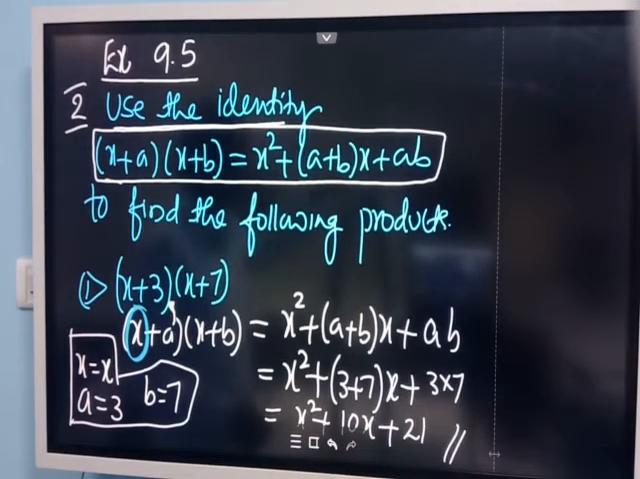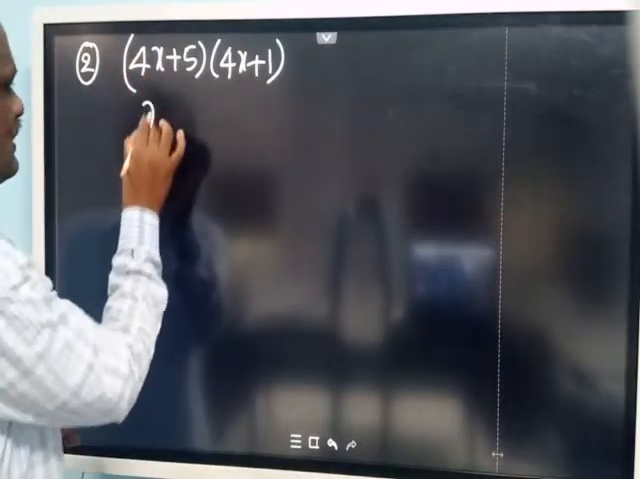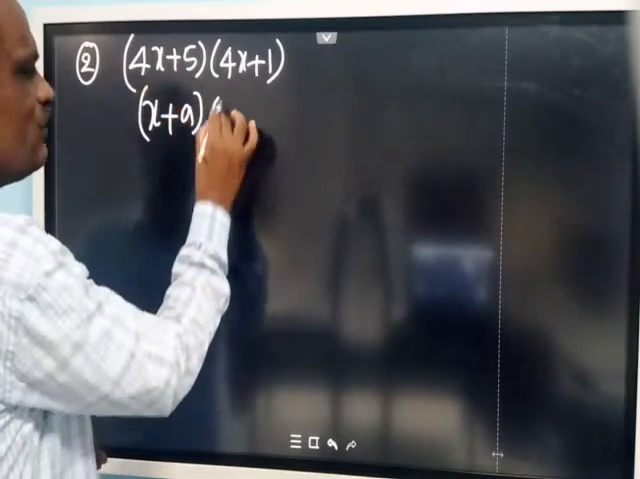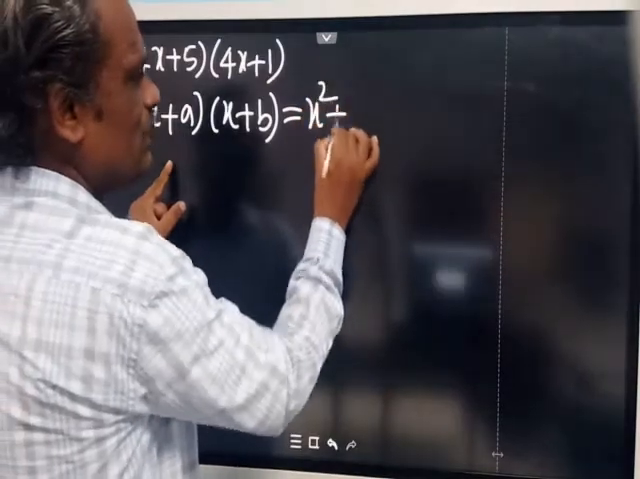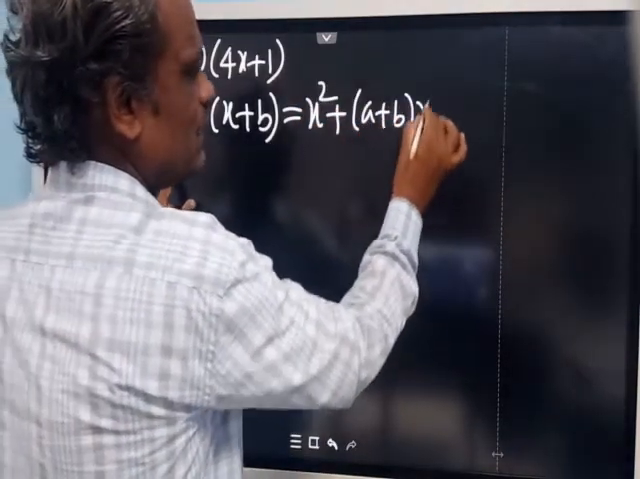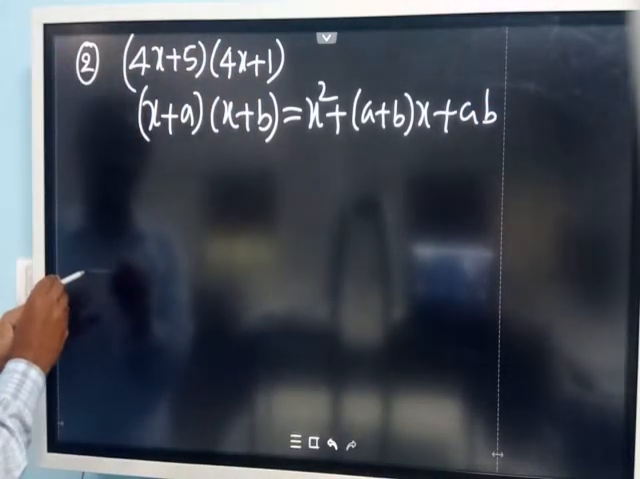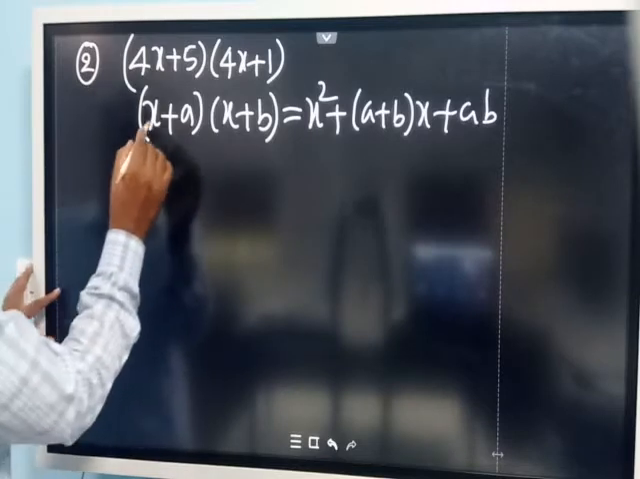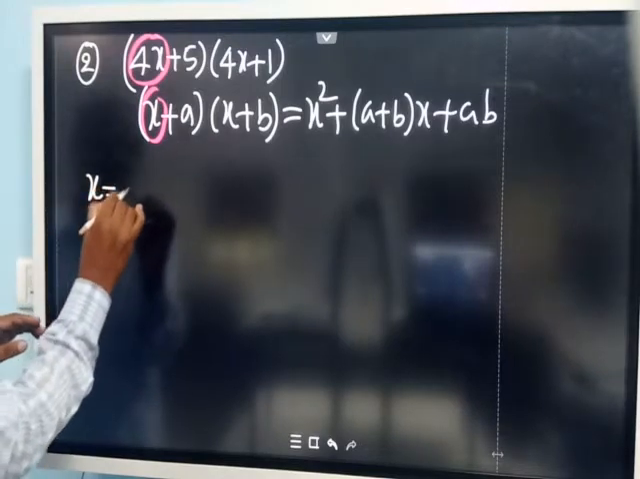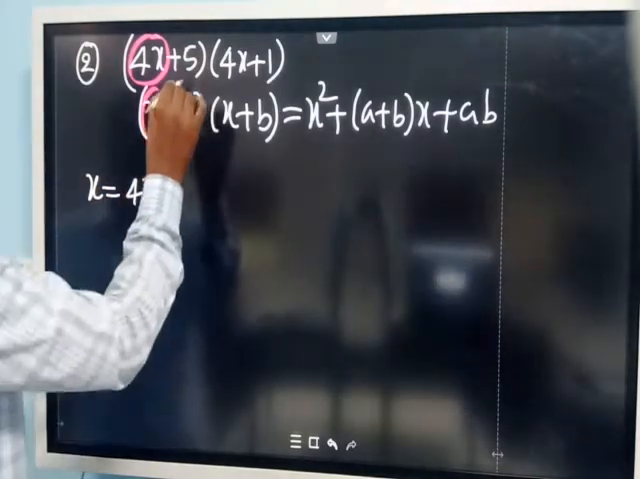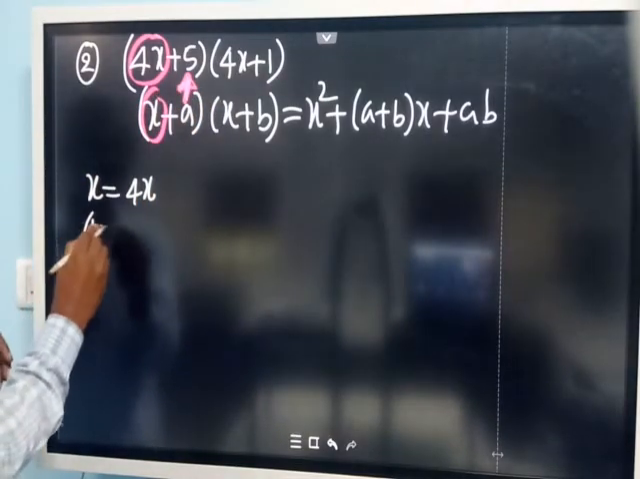The given question is (4x + 5)(4x + 1). It is similar to the formula (x + a)(x + b), which is equal to, formula you have to write again, x² + (a + b)x + ab. Compare the formula with the given question. In place of x we have 4x. So therefore we can write x is equal to 4x. In place of a we have 5. A is equal to 5.